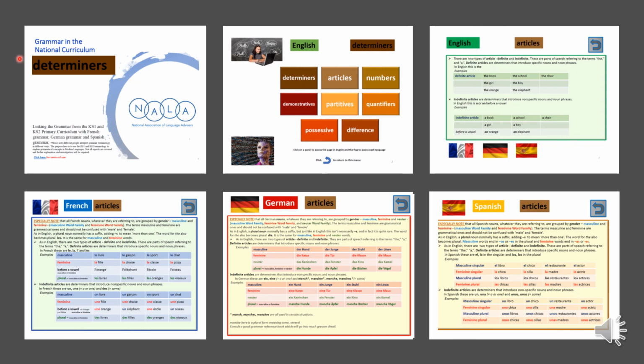Here is a further example. This time it's from the functional aspects, and this is determiners. So I have the headline slide and then followed by the dashboard. And again, determiners covers all these different aspects.